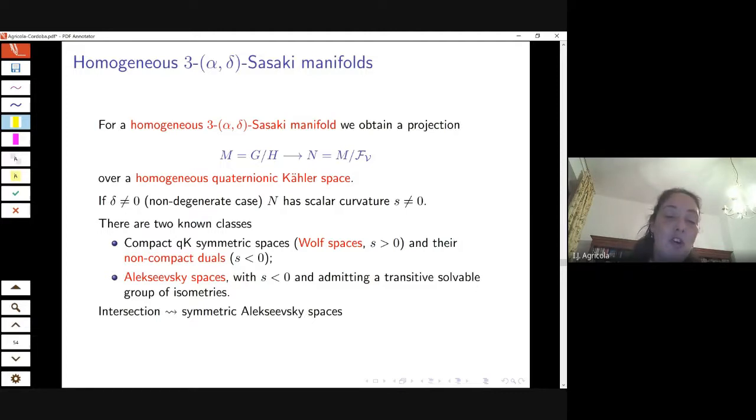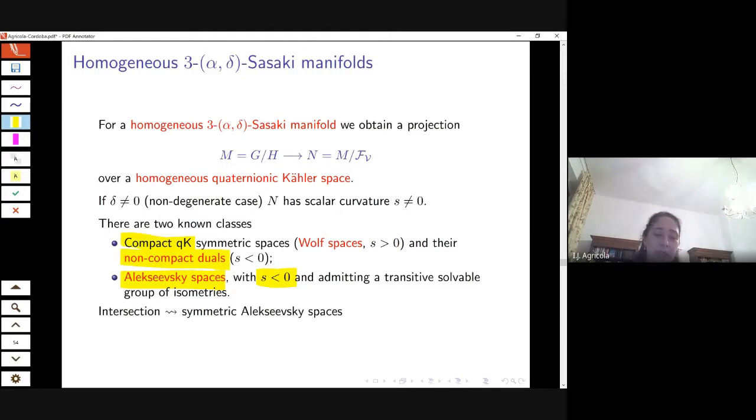Either you have a compact quaternionic Kähler symmetric space, a so-called Wolf space, or one of the non-compact duals with negative scalar curvature, or you have a so-called Alekseevsky space, which is a quaternionic Kähler homogeneous space with negative scalar curvature and a transitive solvable group of isometries. Some of them are symmetric, but not all. So symmetric Alekseevsky spaces exist, but non-symmetric ones as well. So we have here a dichotomy, right? For positive scalar curvature, such a homogeneous space has to be symmetric. For negative, it doesn't.